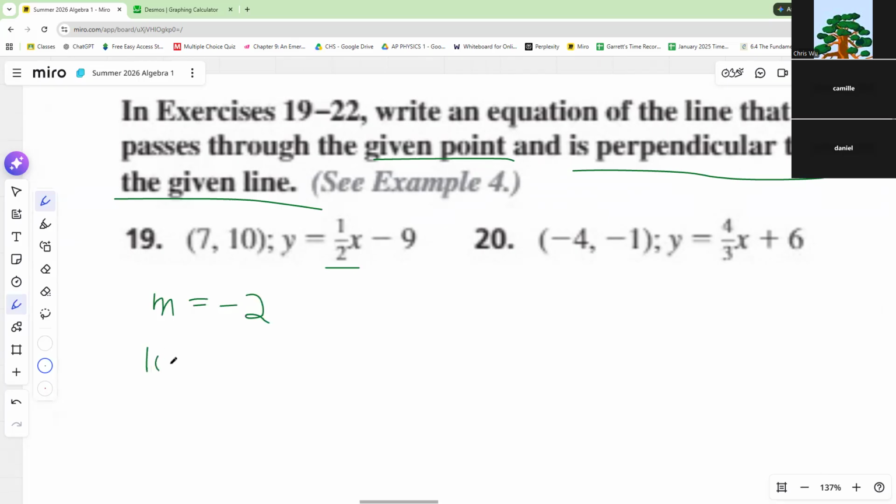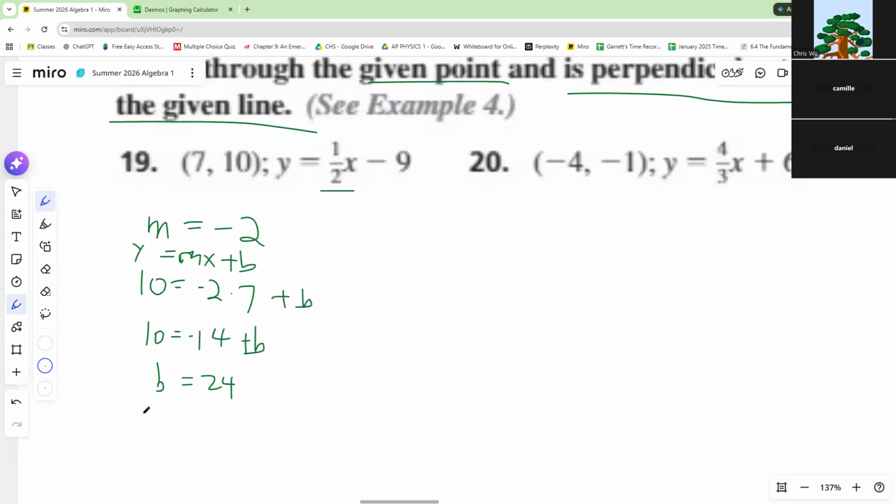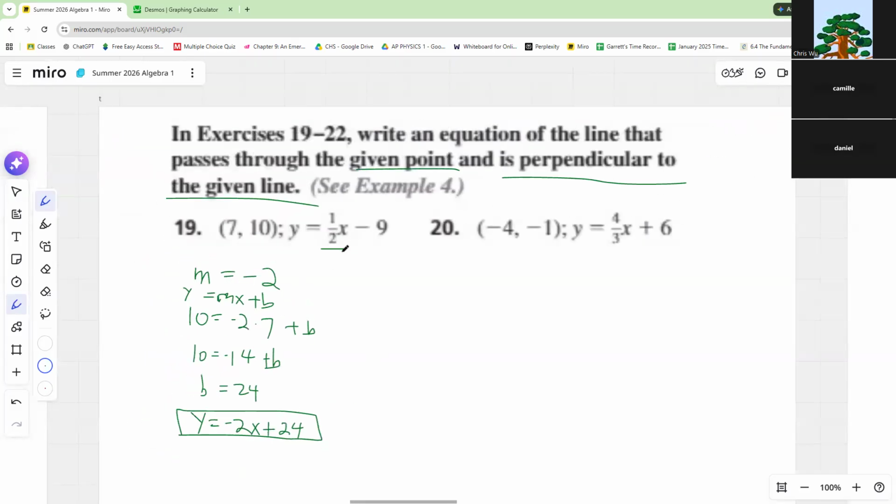So well, 10 equals negative 2 times 7, so this is y equals mx plus b. So negative 2 times 7 plus b, right? Therefore, 10 equals negative 14 plus b, and put the 14 on the left, and that's b equals 24. Thus, y equals negative 2x plus 24. That's the equation that will go through that point and at the same time be perpendicular.